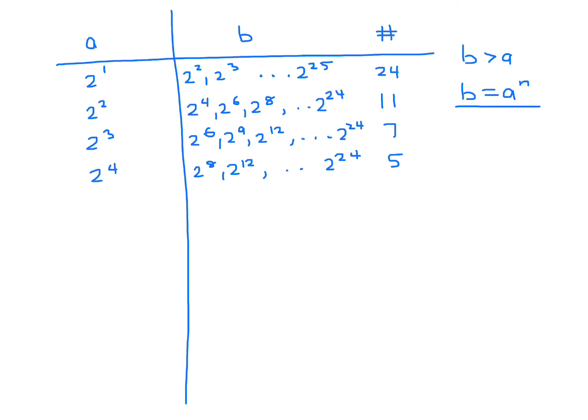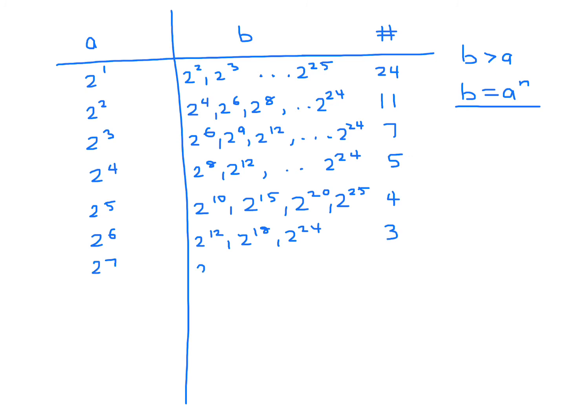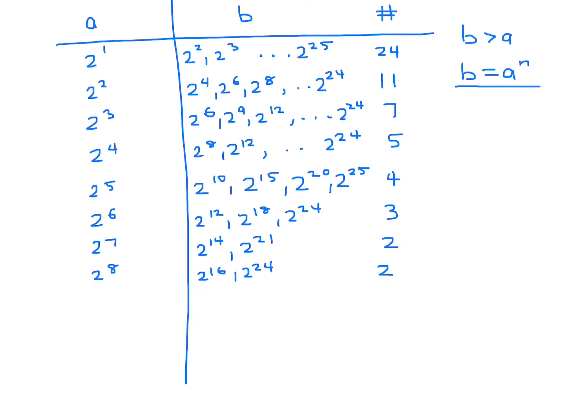16, 20, yeah. 2 to the power of 5, 2 to the power of 10, 2 to the power of 15, 2 to the power of 20, and 2 to the power of 25. So that's 4. All right, I think you're getting the hang of this. 2 to the power of 6, 12, 2 to the power of 18, and 2 to the power of 24. That's 3. 2 to the power of 7, 2 to the power of 14, and 2 to the power of 21 for choices for B. 2 to the power of 8, 2 to the power of 16, and 2 to the power of 24. That's 2. All right.